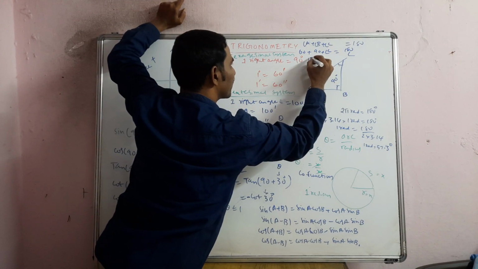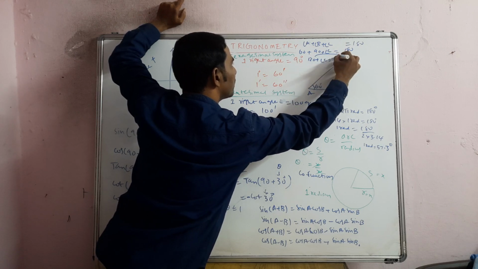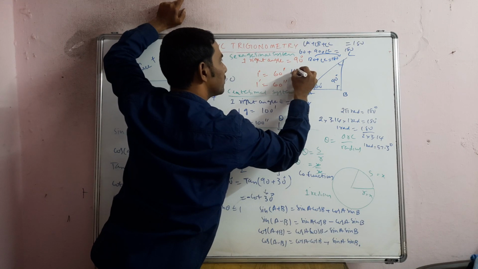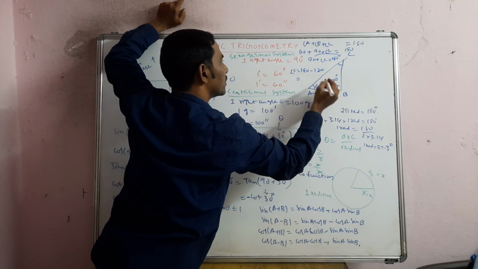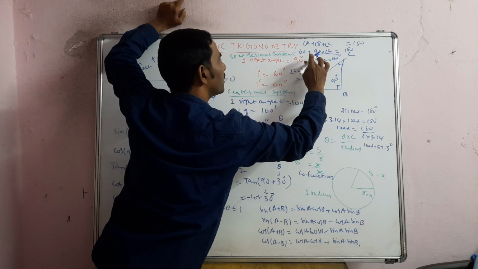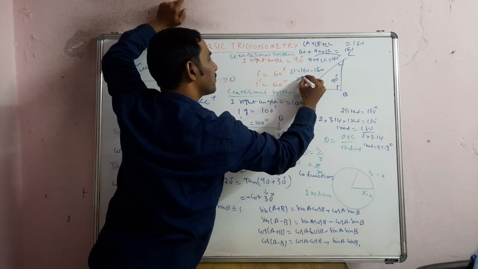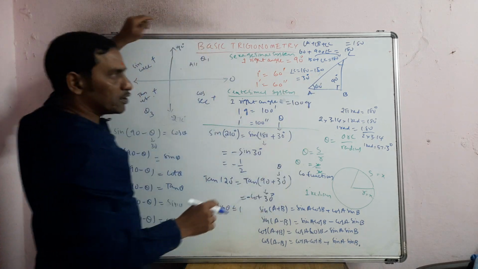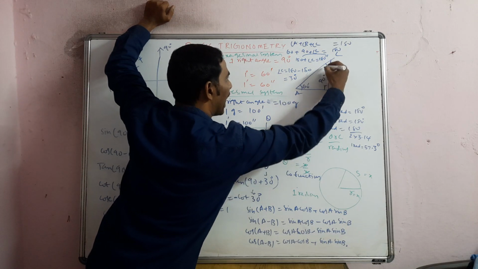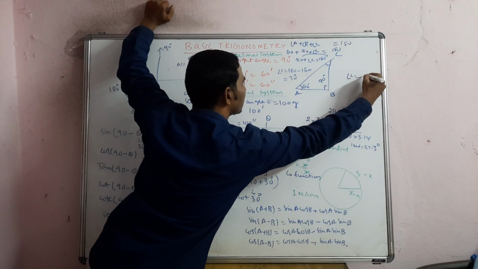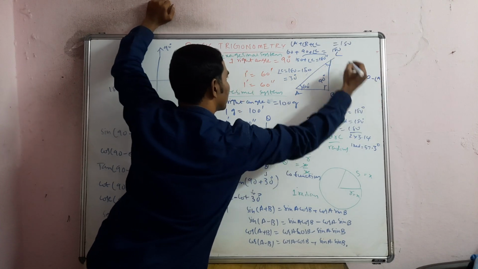That 150 will go to the other side, meaning it becomes minus. So angle C will be equal to 180 minus 150, which is 30 degrees. So from now onwards, instead of calculating like this, you simply take angle C as 90 minus theta, where theta is whatever the angle at A is. Or otherwise you can take it like this also.